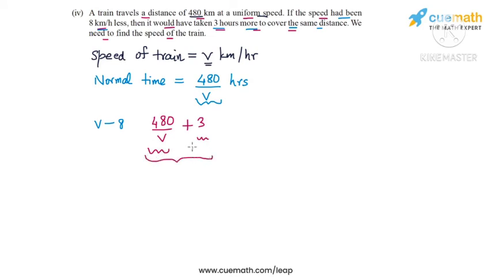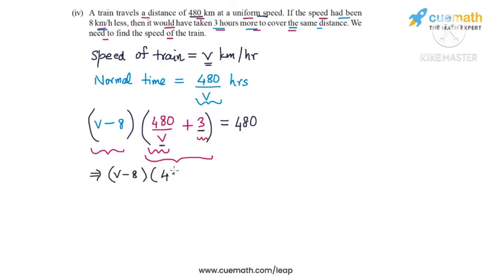This is the time it will take the train to cover a distance of 480 kilometers if its speed is 8 kilometers per hour lower than usual. But the total distance traveled by the train, which is the product of this speed into this time, will still be equal to 480. So from this equation we can form a quadratic equation in v. So let's do that. We have v minus 8, and here we have 480 by v plus 3. So let's take the LCM. So we get 480 plus 3v, and let's cross multiply this v on the right side.